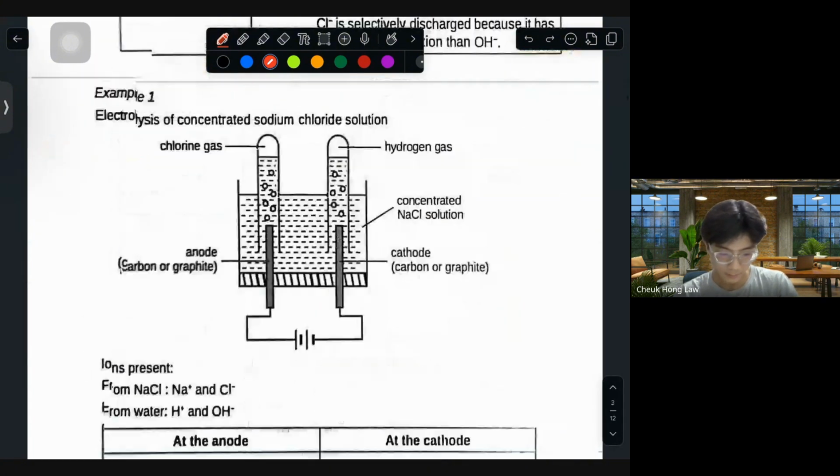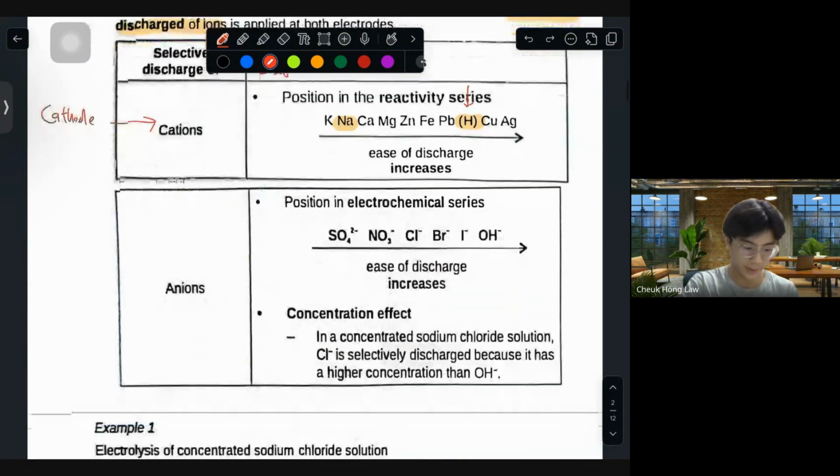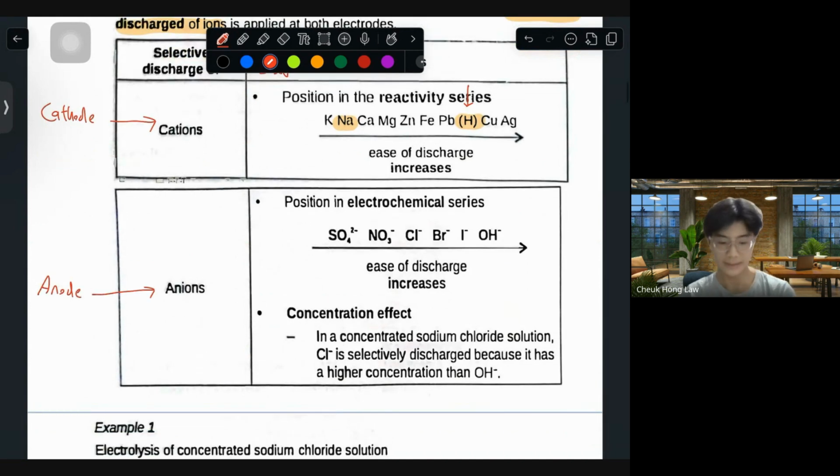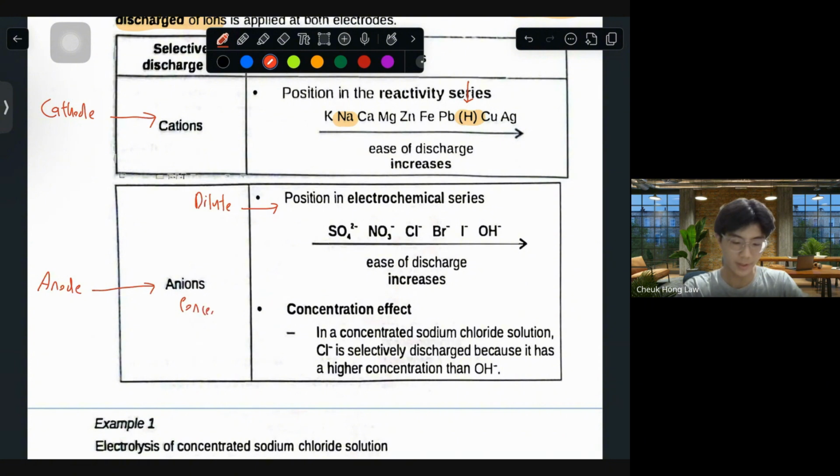Then what about your anode? Okay, your anode, which is your anions. So there are dilute solutions and there are concentrated solutions, right? For dilute, we use this rule. Then for concentrated, we use this rule. So for dilute solutions, it will always be OH minus.